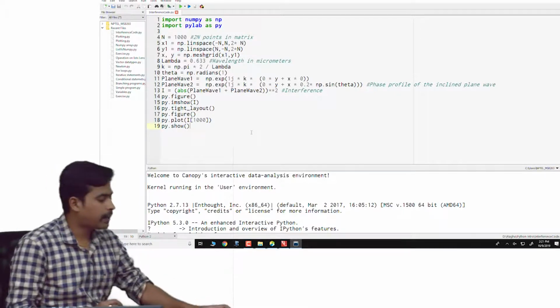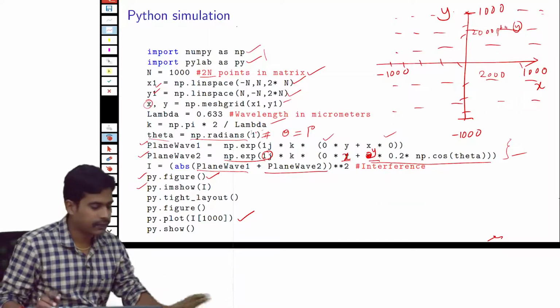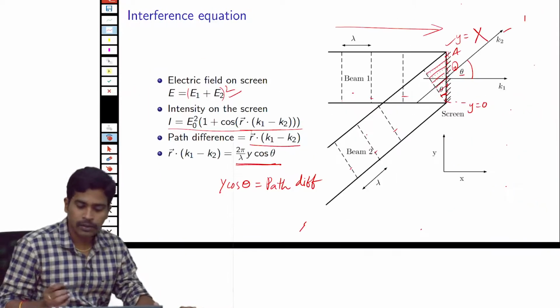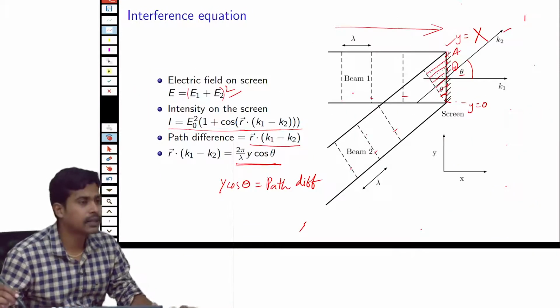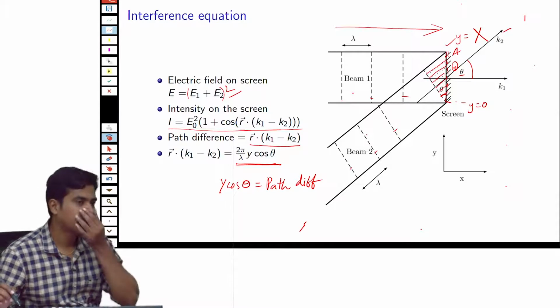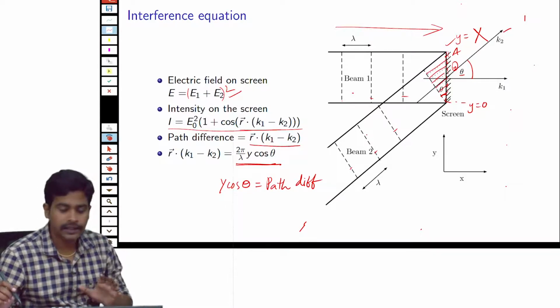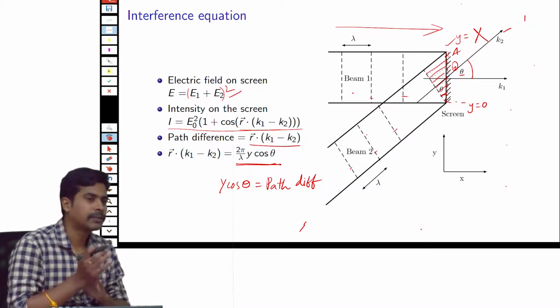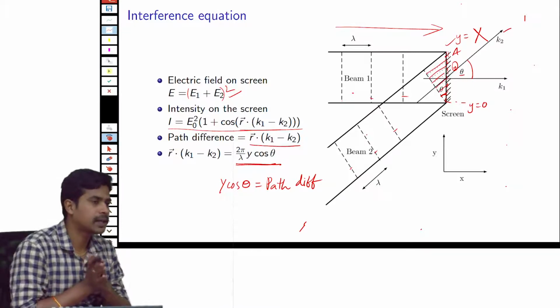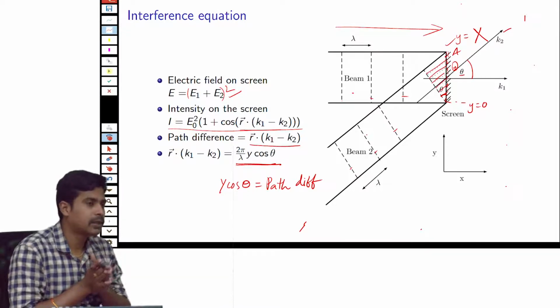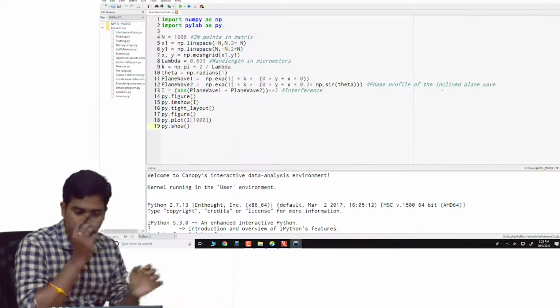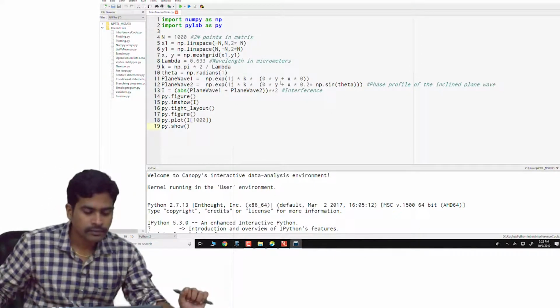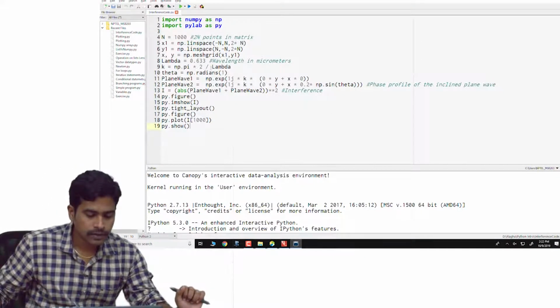So, there are two parameters that we can vary in this interference simulation. The first parameter is the angle between these two plane waves, and the second one is the direction of the second plane wave. By varying these two parameters we can see what is happening to the interference pattern. Now let us go back to the Python code window. Let us first just run the program as it is.